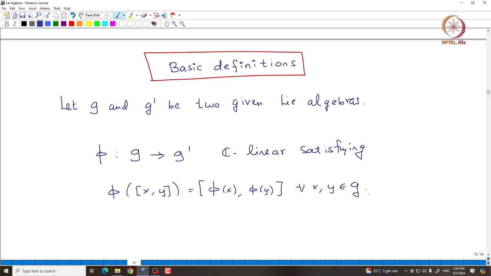So that means this pi is not only a C-linear map, it also preserves the Lie structure. We use both homomorphism or Lie homomorphism to denote this kind of map. So, this pi is called a Lie homomorphism.